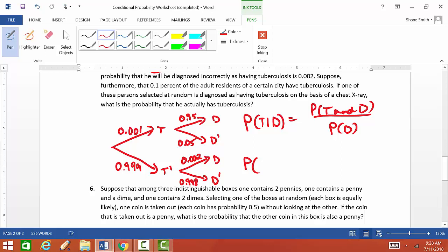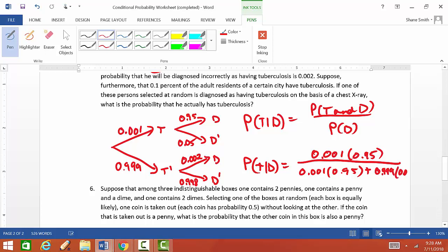All right, so that's better. So tuberculosis and chest x-ray detected in a chest x-ray is 0.001 and 0.95 multiplied together. And then the probability it's detected is 0.001 times 0.95. Notice this part is in the numerator and is in the denominator if you're doing this correctly. And then 0.999 times 0.002.